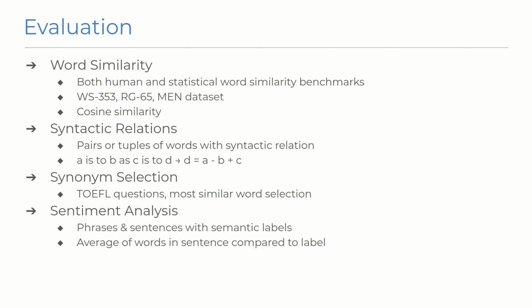Questions from the TOEFL, of the form asking the examinee to pick the most synonymous word from a set of given words, are used to test synonym selection. Again, the answer should be the one with the smallest distance between the vectors. And finally, sentiment analysis is tested on comments or phrases that are annotated with their supposed sentiment, and a logistic regression classifier is trained on the average of the word vectors in the input to predict the sentiment label.